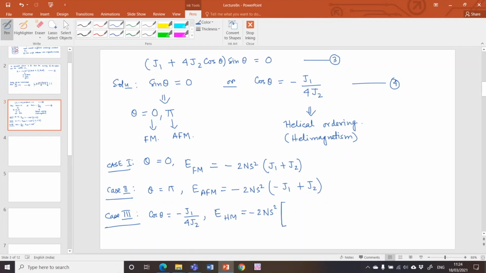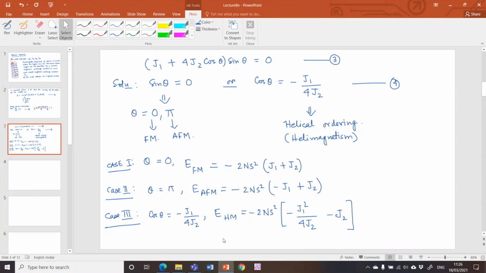In the bracket, it will be minus J1 square by 4J2 minus J2. Okay, very good. Correct. So we have got the energies of these three configurations.